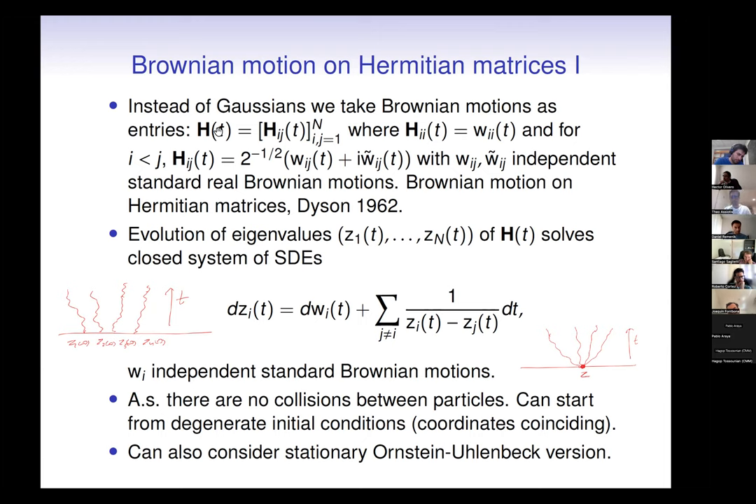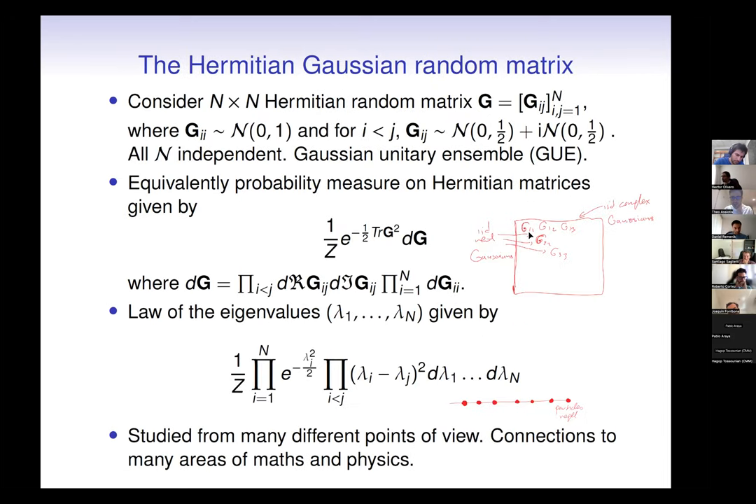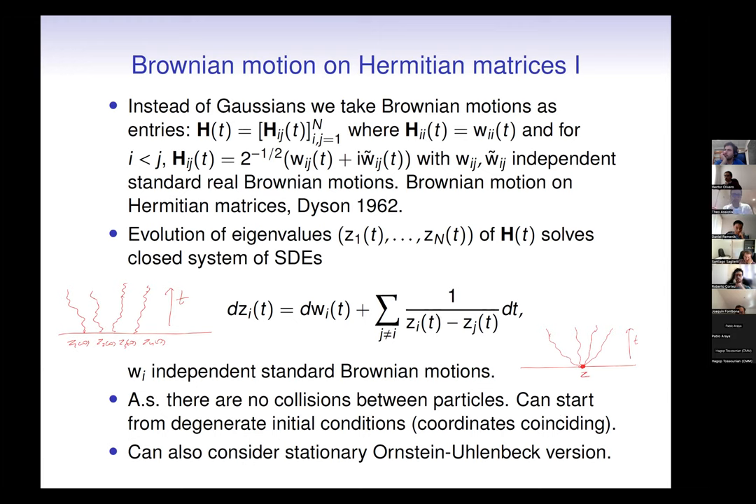So we form this matrix. Okay, so maybe just go back one step. Instead of this G, this G11, G22, G33, I just put real independent Brownian motions on the diagonal, and on the off diagonal I put complex Brownian motions, which are independent. And you need to have the Hermitian constraint, so everything else is determined. This Brownian motion on Hermitian matrices was considered by Dyson in the early 1960s.